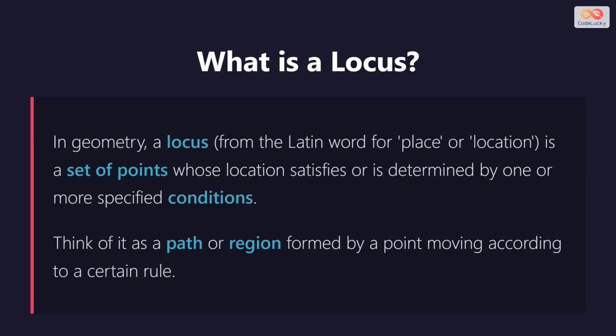So, what exactly is a locus? In geometry, a locus is a collection of points that all share a common property or follow a specific rule. You can imagine it as a path traced by a point that moves according to a given set of conditions. The word locus itself comes from the Latin word for a place or location.